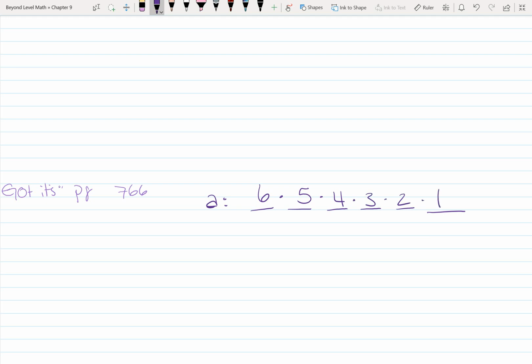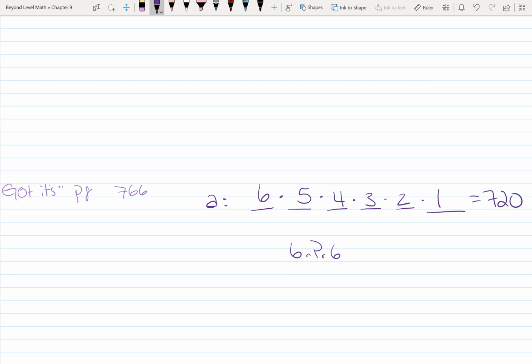If I'm going to use my nPr button, I would do 6, and I'm choosing, in this case, 6, because it's not first, second, or third place. There's 6 options. So, 6 times 5 times 4 times 3 times 2, I get 720. If I were to use 6 nPr 6, I would also get 720.